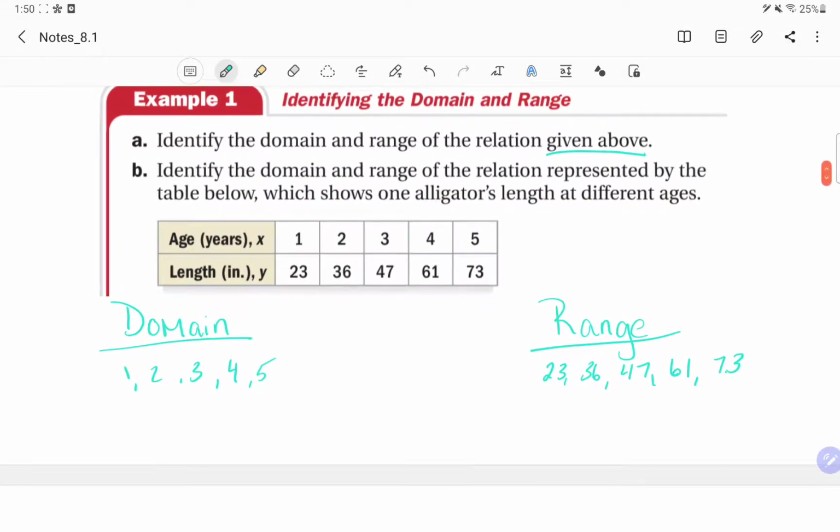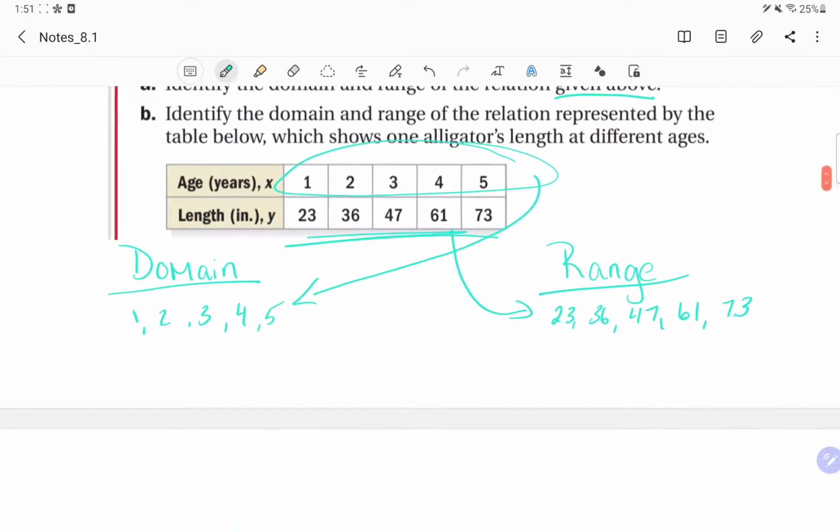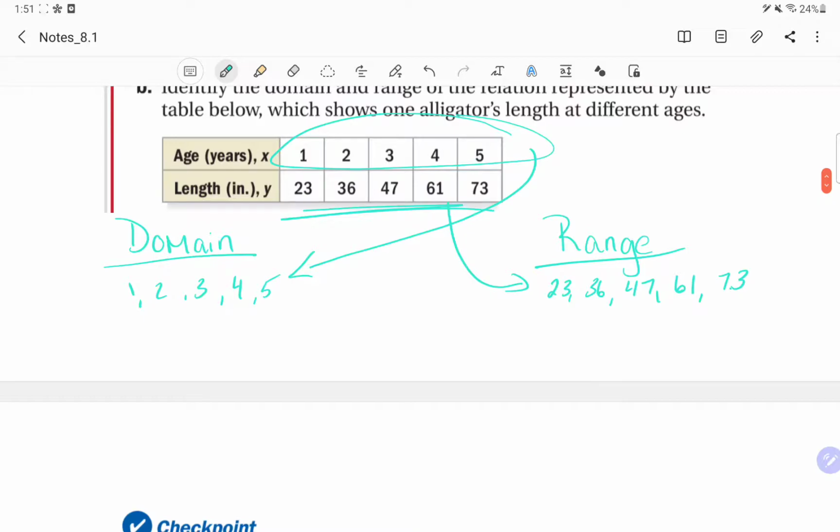Okay, so for 1b, again, it was the same situation. They got another set of alligators and they took their lengths and their ages. So our domain is our x values. We didn't even have to write these as ordered pairs. We can pull them directly from the table: 1, 2, 3, 4, and 5. Same with the range. You can pull it directly from the table: 23, 36, 47, 61, and 73.